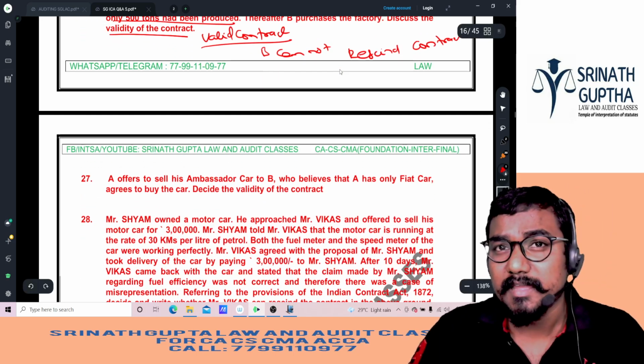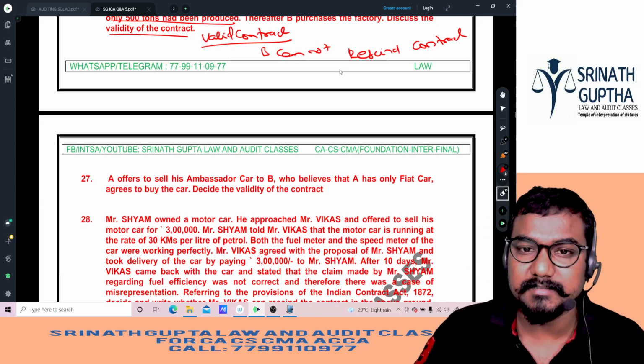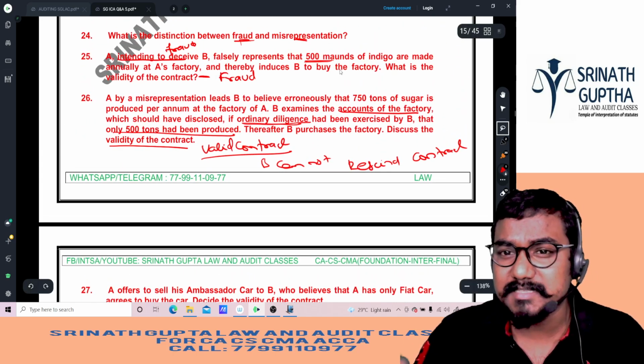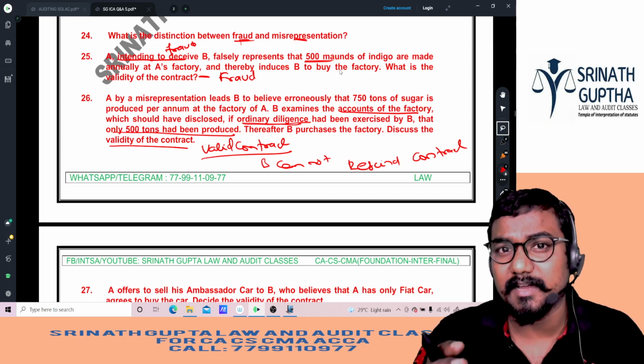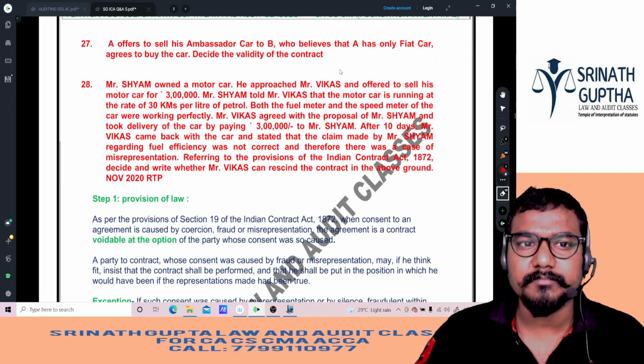I give one more example also. He is selling a Nano car as a Benz car. So he cannot rescind the contract. See, every example that I am discussing in the class is coming in the exam. If you are observing, beta, so he cannot. Next question, beta.